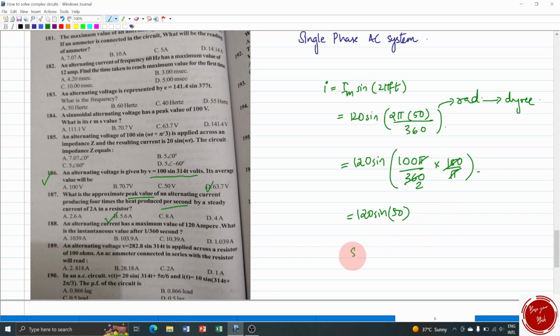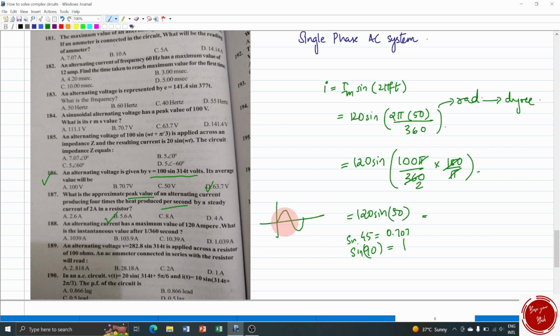We know that sine 90 is the maximum value, which is 1. So sine 50 is a little less than 1, isn't it? We also know that sine 45 degrees is 0.707, 1 by root 2. So the value in between 0.707 and 1 would be like 0.8 something, because the sinusoidal waveform is like this.